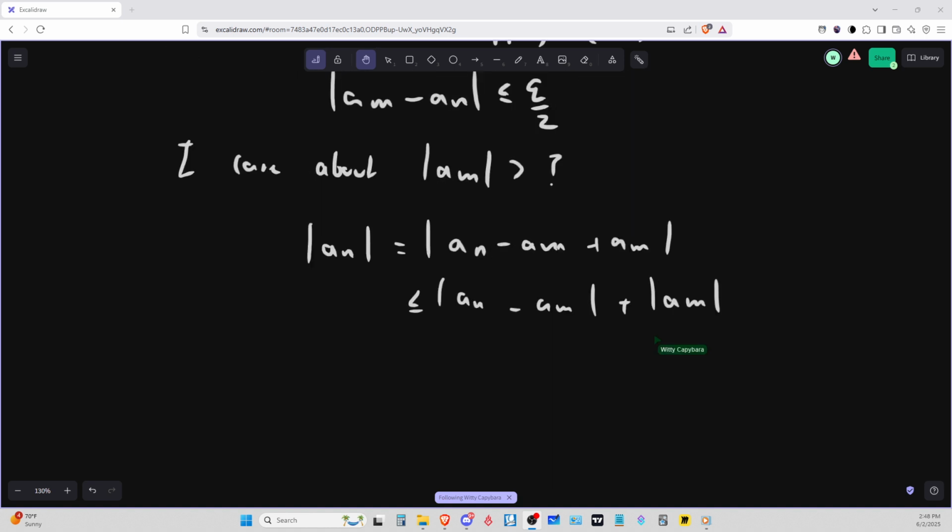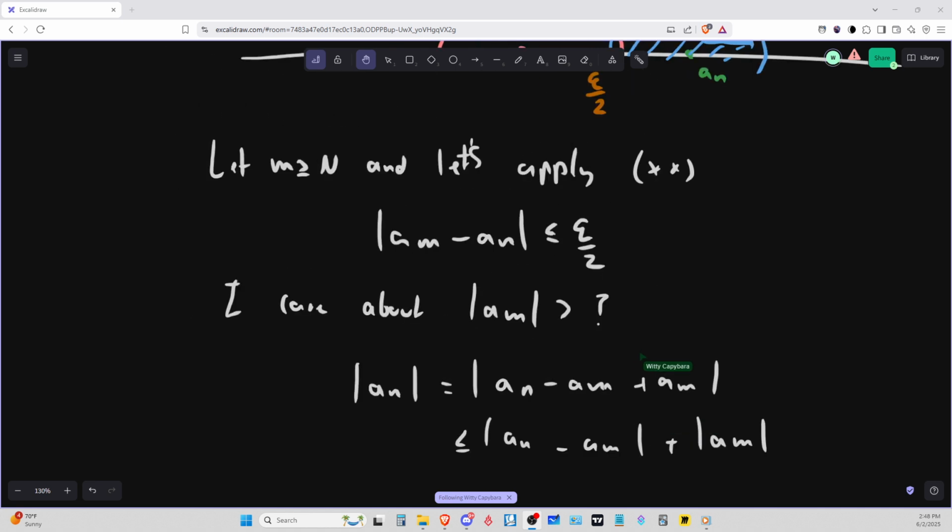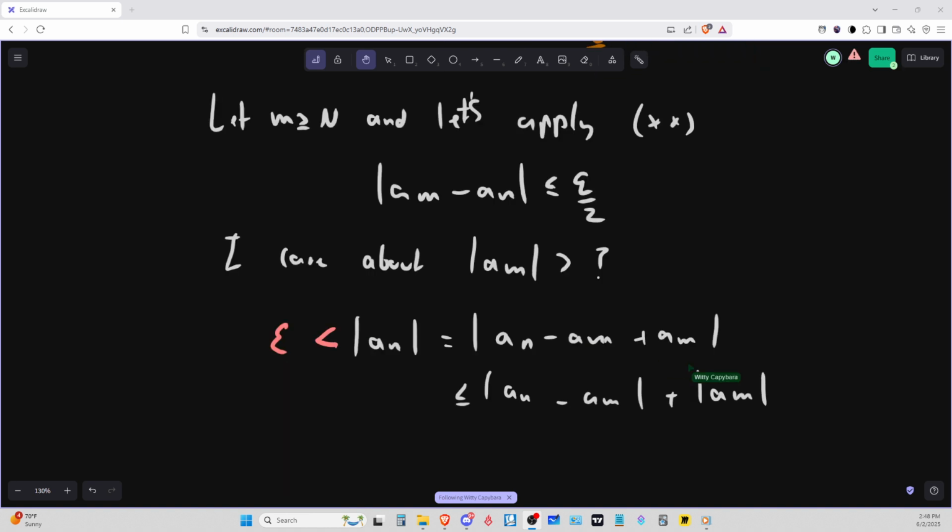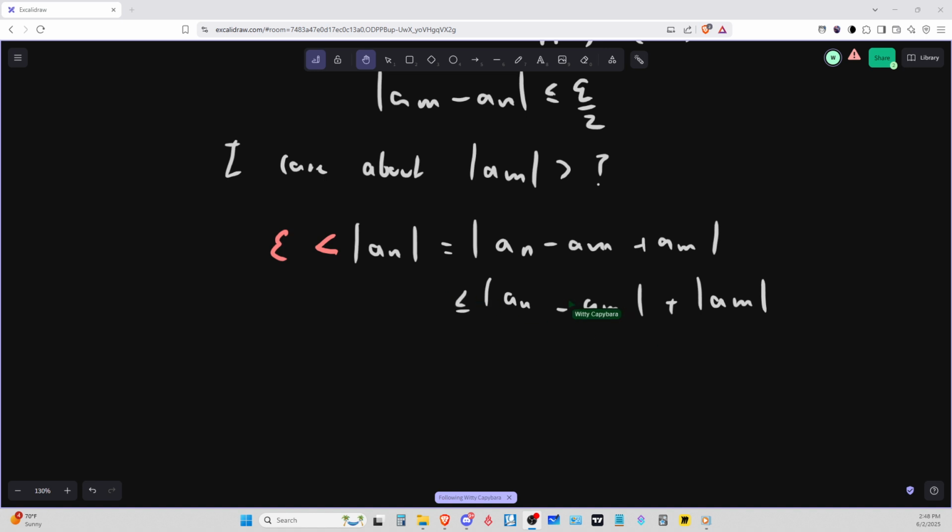Now we can use the different bounds that we have. We know that the absolute value of AN is bigger than epsilon, so we get this epsilon over there. And this guy is less than epsilon over 2. So if I write it clearly, we have epsilon is strictly less than epsilon over 2 plus the absolute value of AM, which is the thing I care about.